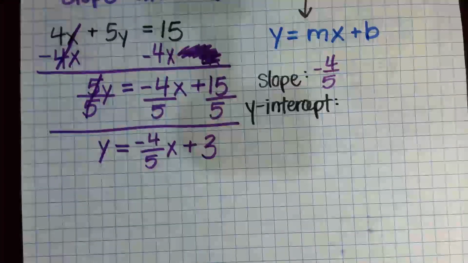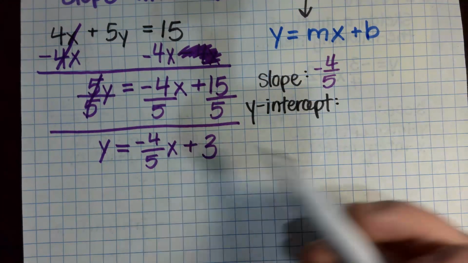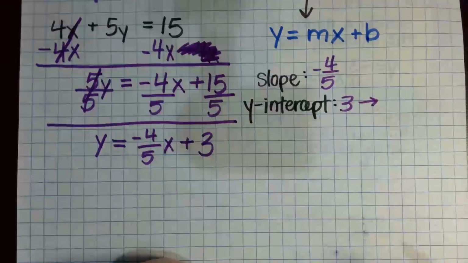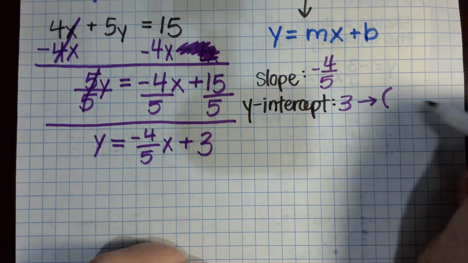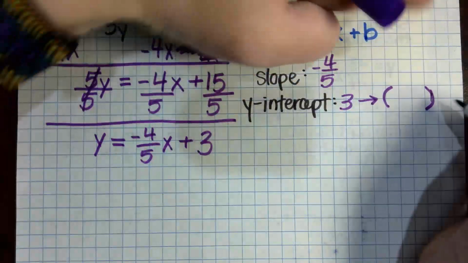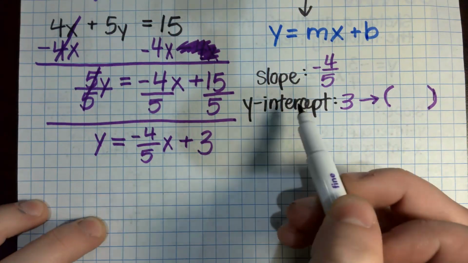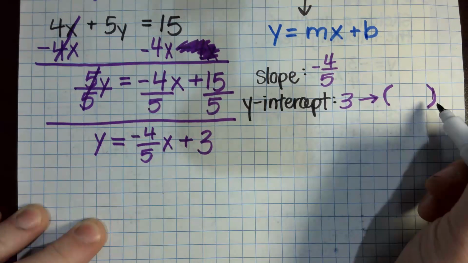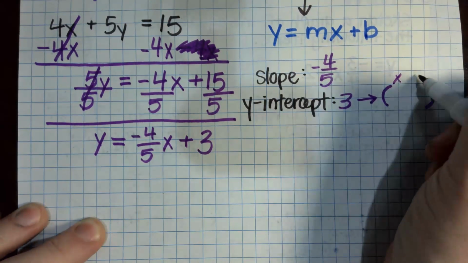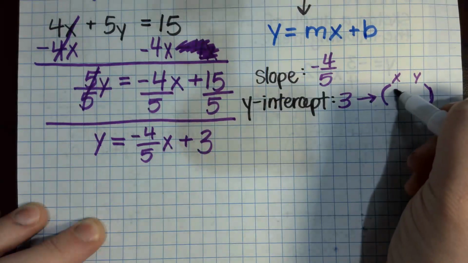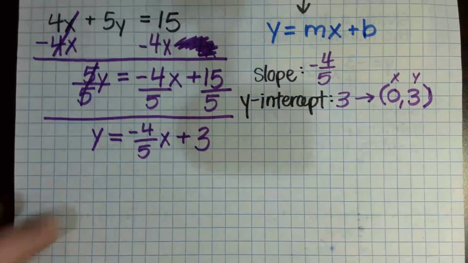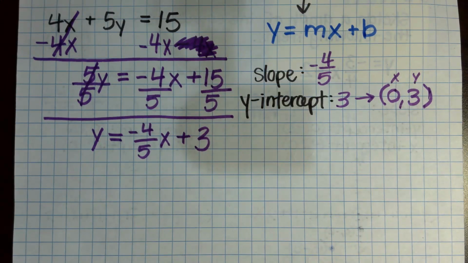Now, what is our y-intercept? 3. And if we wanted to write that as a coordinate, remember we just found the y-intercept. So it's a 0, right? Yes, so our number goes in the y spot. Remember it's x then y, so we would put a 0 in for x and our y is 3. So we just found that, you guys. That's awesome. Now let's try graphing it.